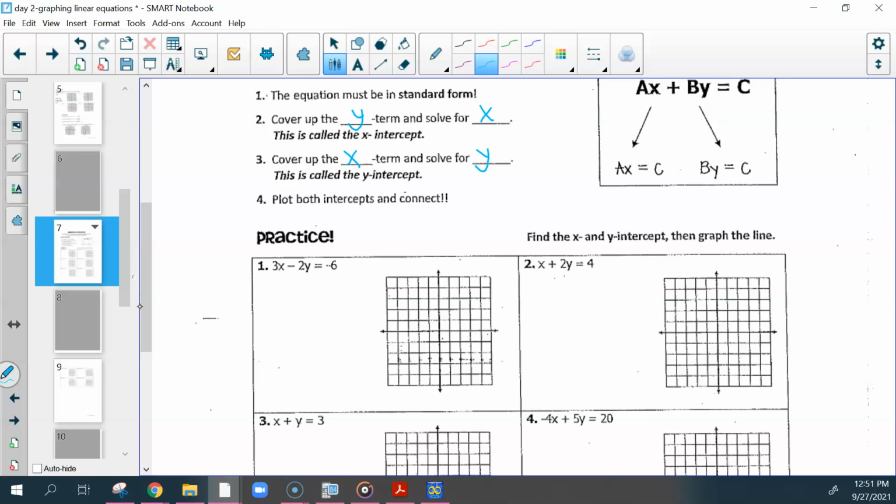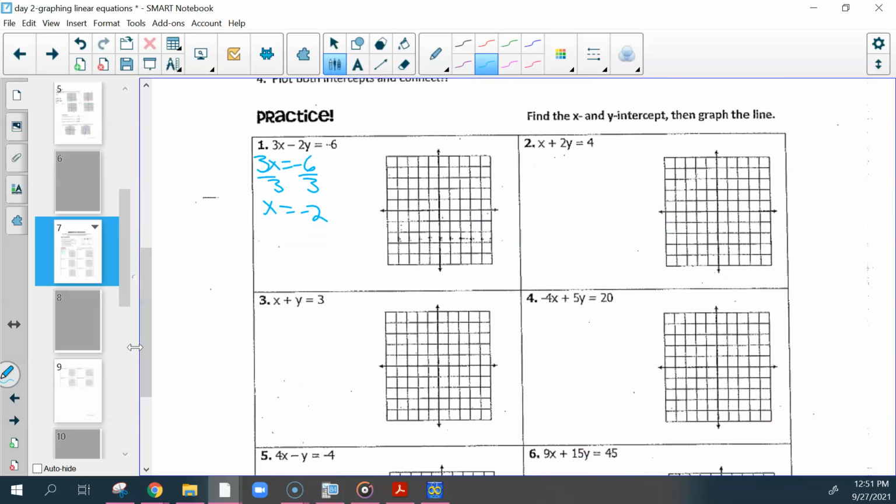So for number 1, I would pretend the Y term isn't there for X, set the X term equal to -6, and solve for X. And then I would plot that point on my graph. So X is -2 would be this one right here. And then I would go back and do the same thing for my Y term, pretend the X term isn't there, or like I put in 0, and so I got -2y equals -6.